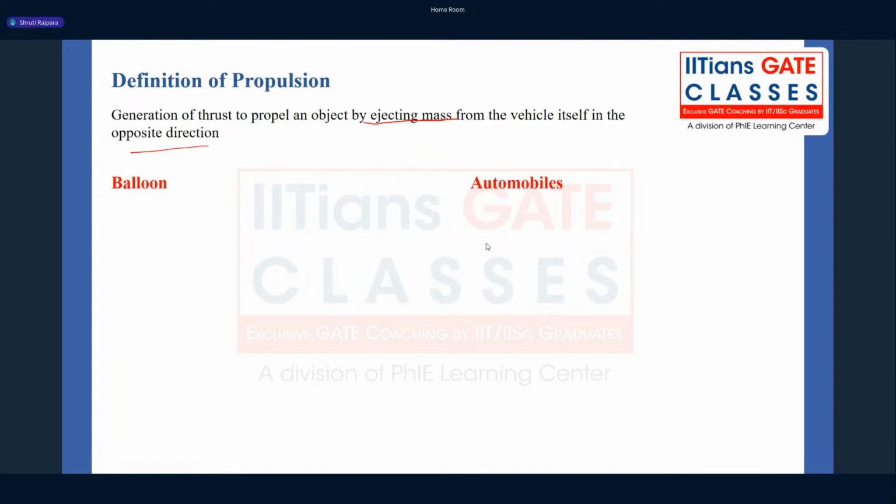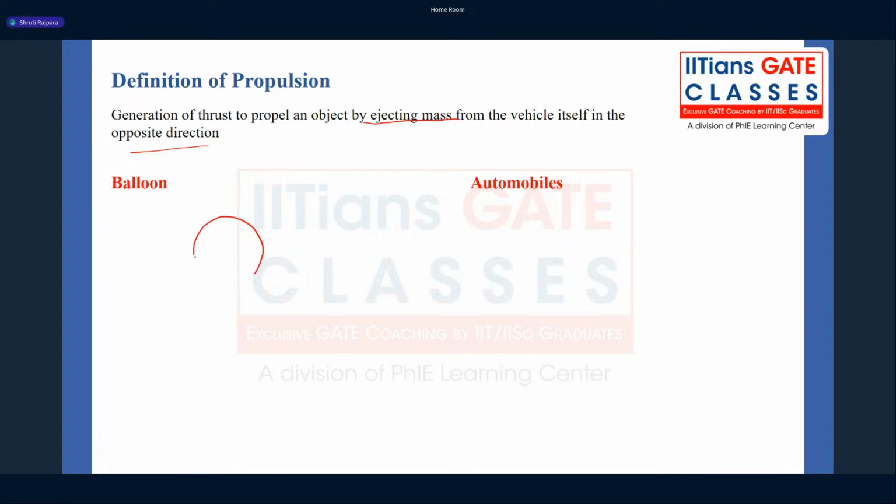Okay, so I have got a few responses. You will know whether your answers are correct or not by the explanation that I'll give now. So let me begin by explaining how a balloon is getting propelled.